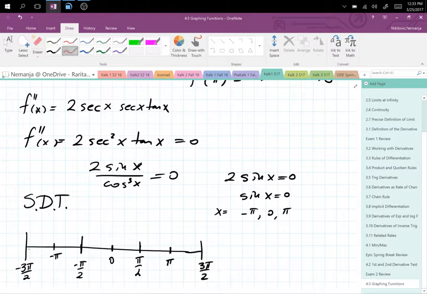So now test points are in between. Let's start with 0 one way and then we'll just mimic to the other side. So what's halfway between 0 and pi over 2? Pi over 4, 3 pi over 4, 5 pi over 4. Negative pi over 4, negative 3 pi over 4, and negative 5 pi over 4.